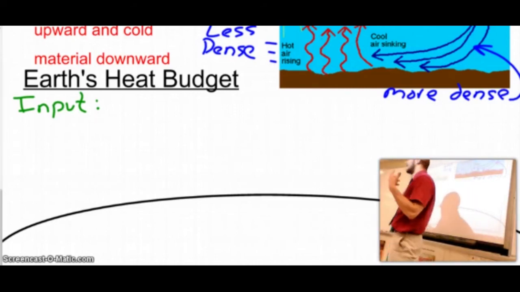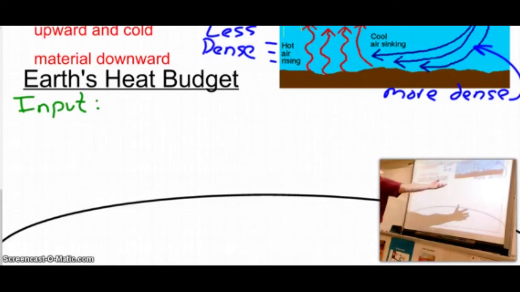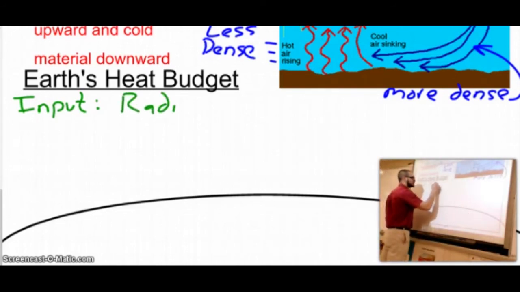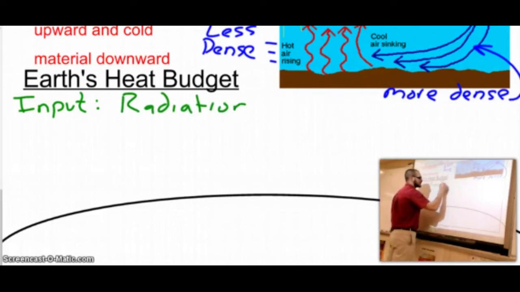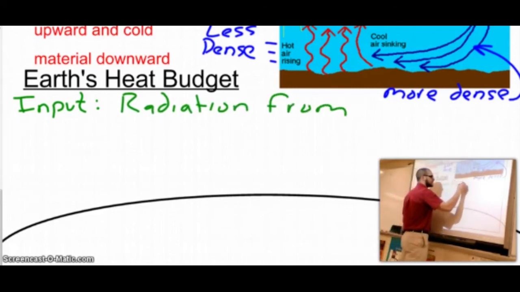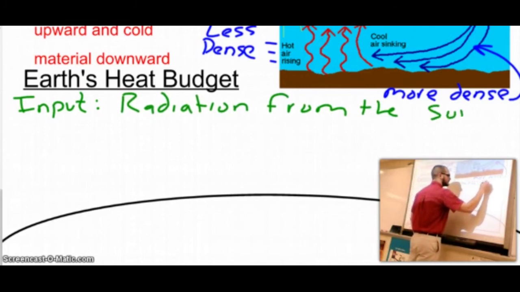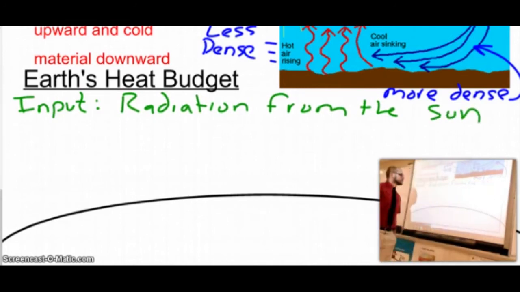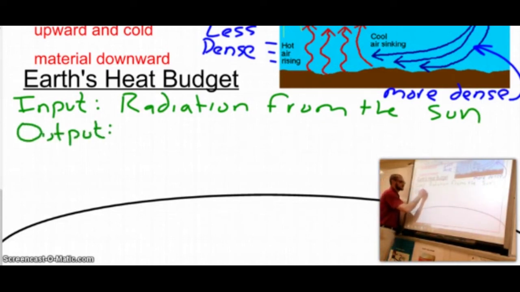The Earth is gaining heat from a source. Take a wild guess. Sun. All right, the input is radiation from the sun. Okay? So radiation from the sun. The output. The output, you'd have a hard time guessing this, but that's radiant heat from the Earth.